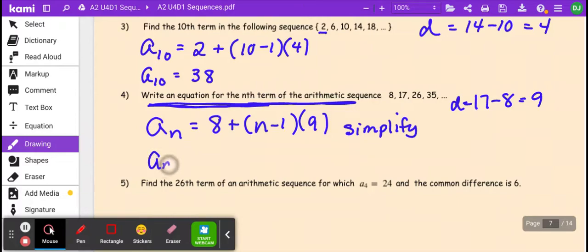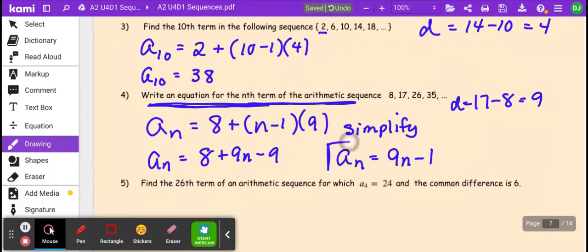So if I simplify this, hopefully you're seeing I can distribute the 9, right, and get 9n minus 9. And then combining like terms, this is really just 9n minus 1. Oh, okay. So if I had to find a lot of terms in this sequence, it might pay, right, to get the simplified version. Because then all I have to do is, boom, plug in the n, and I'm done. Okay? So that's where that might come in handy.